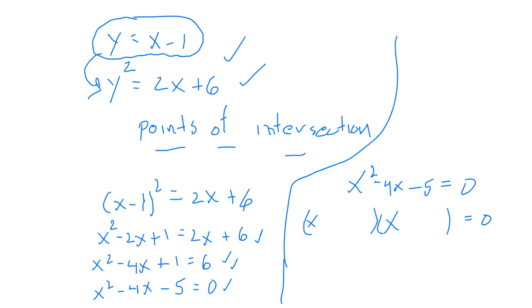X plus 1 times x minus 5. Good. And so this means that x equals negative 1 or x equals 5.